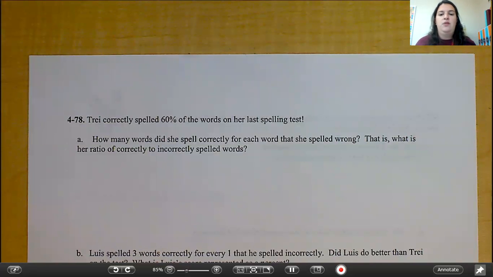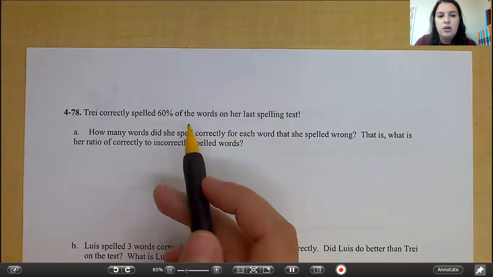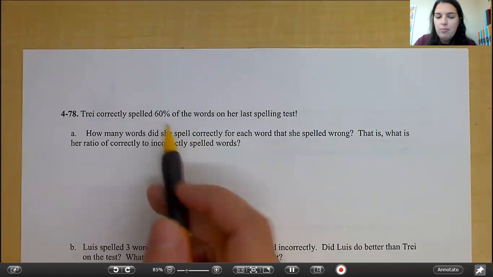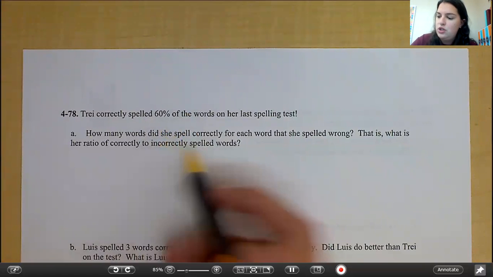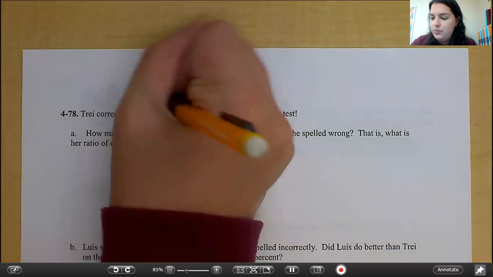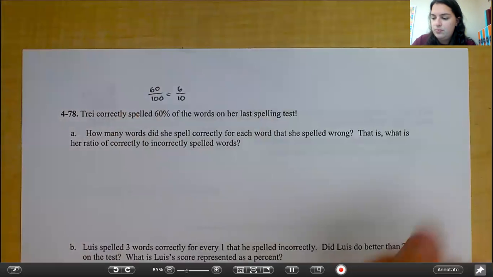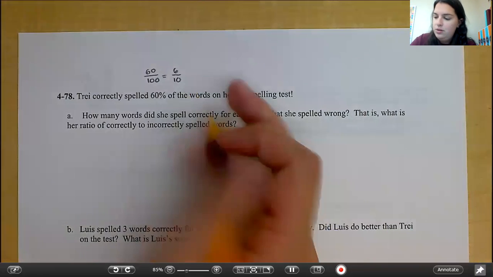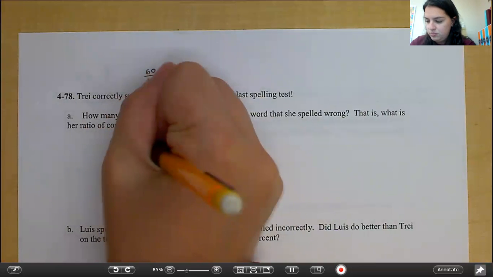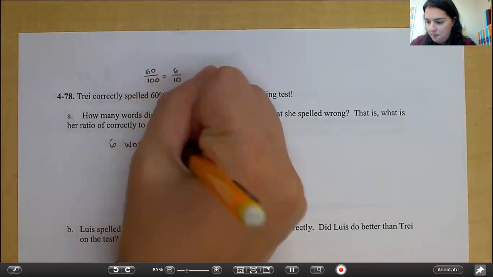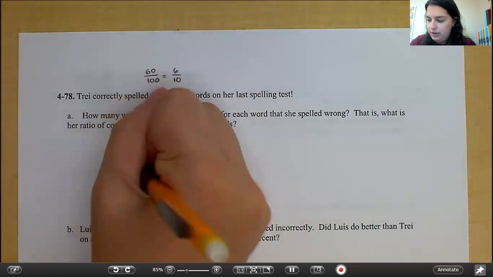Okay, if you're back with me, you've answered Part A. So 60%, you have to think back to chapter 3 here, percent is out of 100, okay? And then we could reduce it. So if she got a 60 out of 100, we can reduce that to 6/10. So she spelled 6 words correctly, which means she spelled 4 words incorrectly.